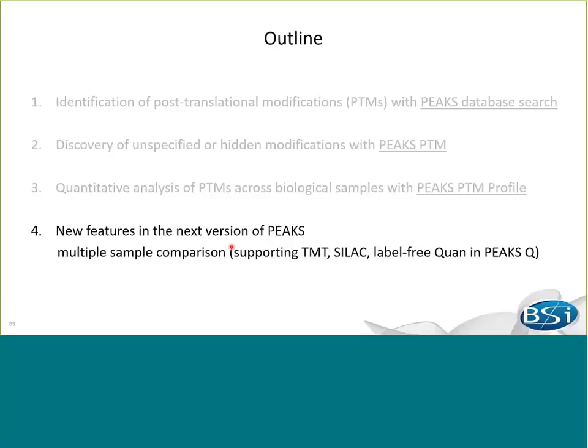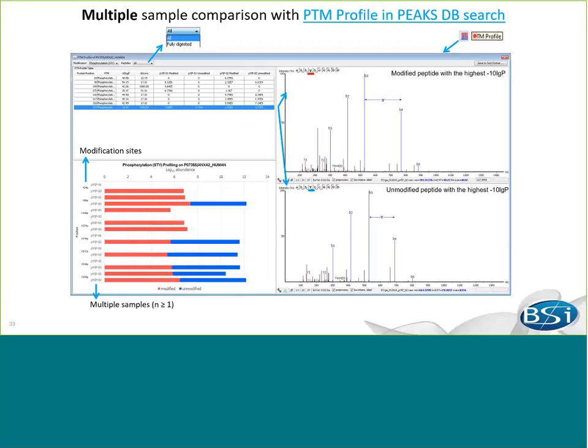So the biggest change is the result presentation view in the PTM profile function. In the current version, you can only compare PTMs in 2 samples. However, in the next version, it will provide you with more comprehensive and detailed information and allow you to examine the whole data set. So first, on the top left corner, you need to select a specific type of modification.